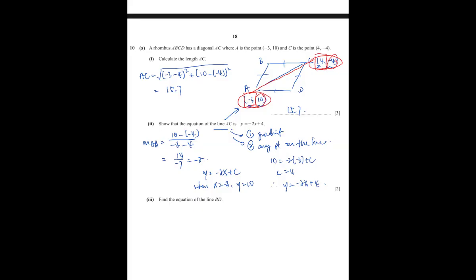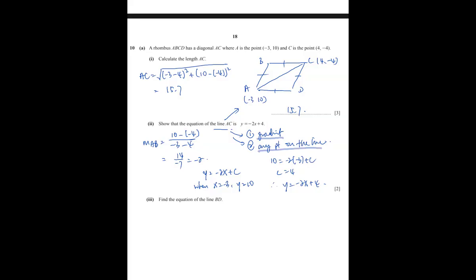Find the equation of the line BD. Again, this is a very MF question. I don't know why this ended up in extended this year. So just cross your fingers and hope this doesn't come out for the exam. Same thing: if you want to find the equation of line BD, we are finding the equation of a straight line. We need the gradient and a point on the line.